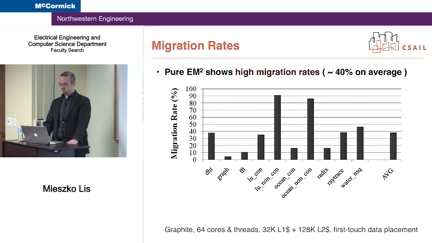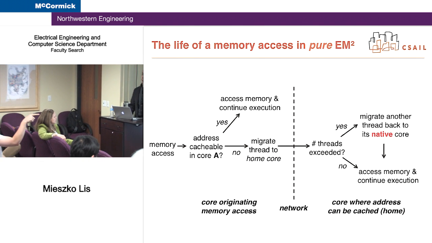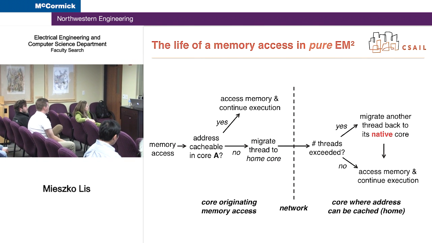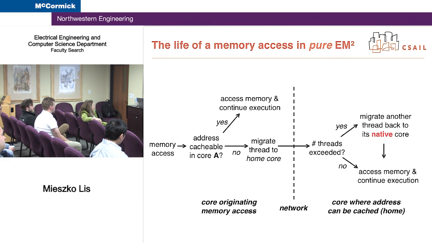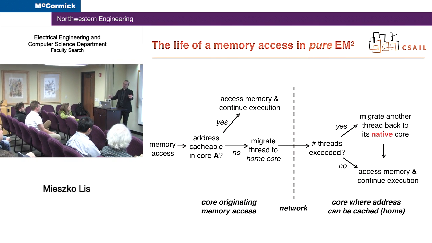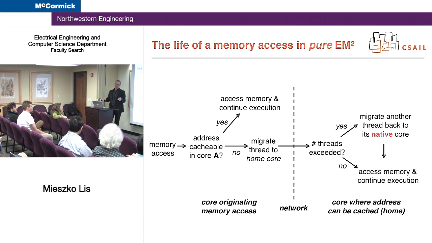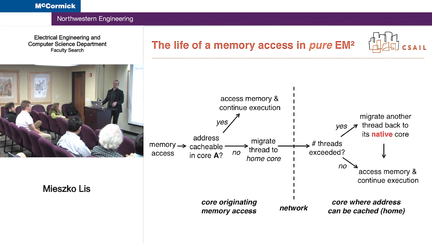Yes, sir. So could you go one slide? Yeah. What happens if the thread that's already there is, like, if that's its native core? So that core has two contexts. Remember, the native context and the guest context. And the native context is reserved for the native thread, or for its own threads. So when you migrate, you are only allowed to use this guest context. So this case never arises where you kick out the guy whose home is there, because he's guaranteed a space.